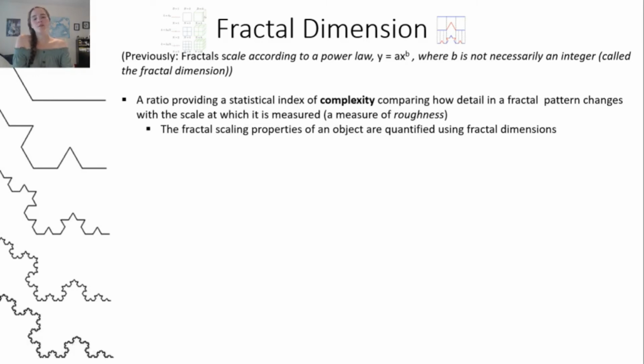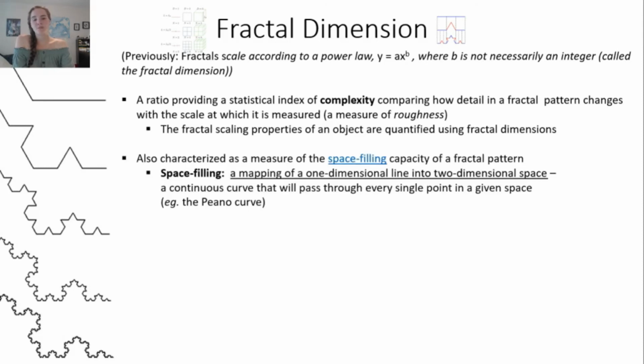The fractal scaling properties of an object are quantified using fractal dimensions. You can also say that the fractal dimension is a measure of the space-filling capacity of a fractal pattern. And there's an example here, but space filling is a mapping of a one-dimensional line into two-dimensional space. It's a continuous curve that will pass through every single point in a given space.